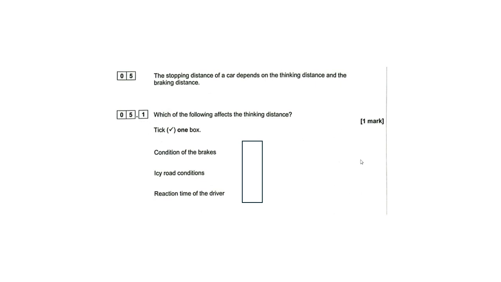The stopping distance of a car depends on the thinking distance and the braking distance. Which of the following affects the thinking distance? The conditions of the brake, remember, are going to affect the braking distance. Icy road conditions are also going to affect the braking distance, but not the thinking distance. The reaction time of the driver is going to affect the thinking distance. So the first two affect the braking distance and make it slightly longer. The reaction time is going to affect the thinking distance.